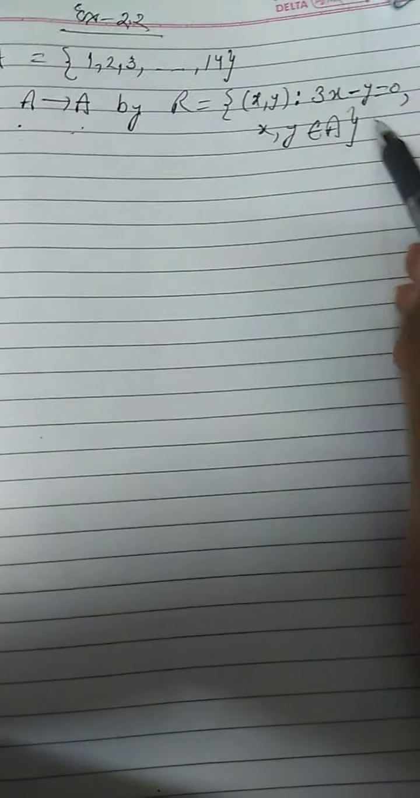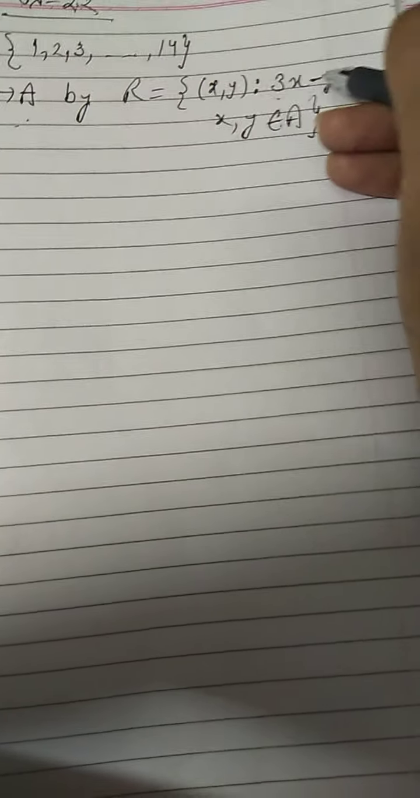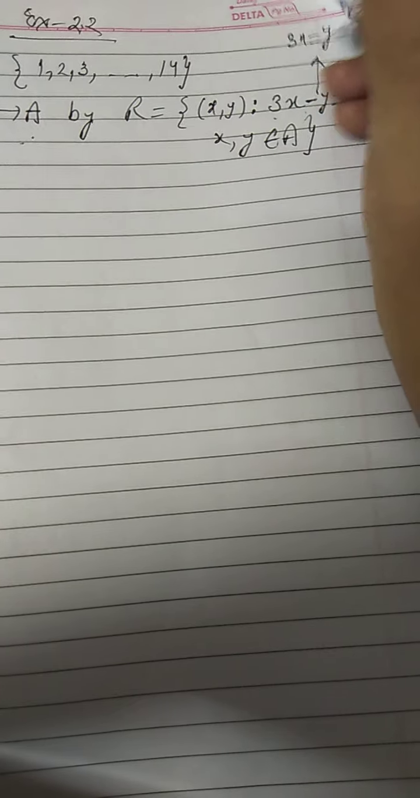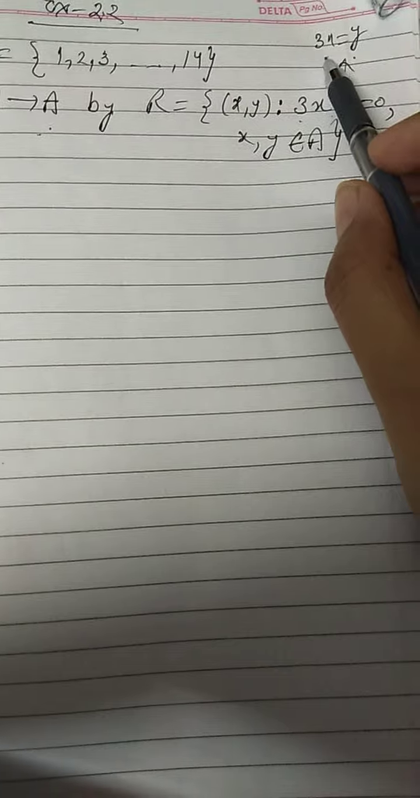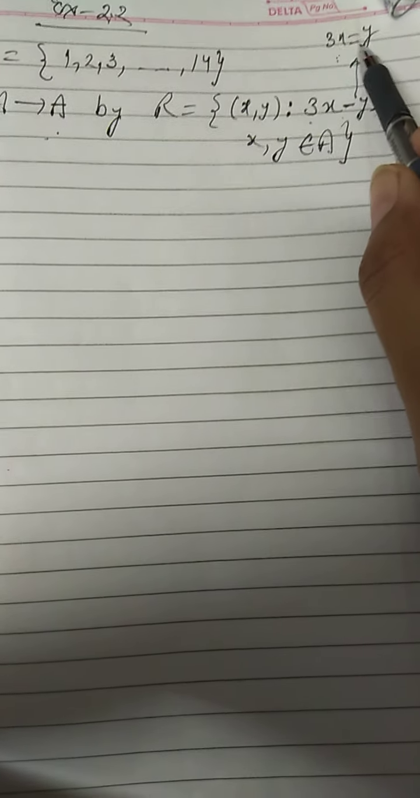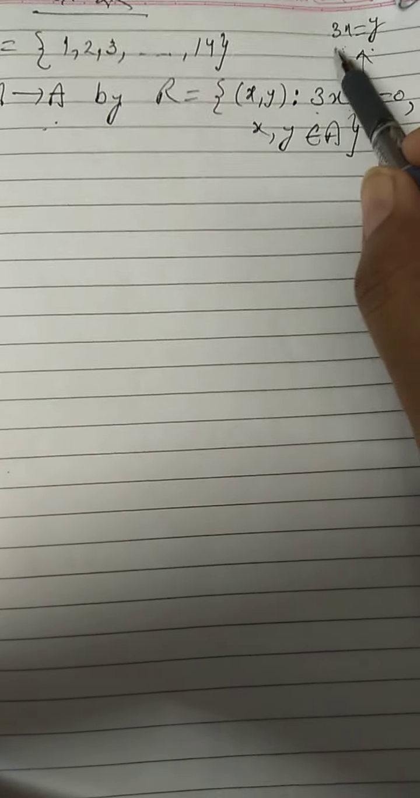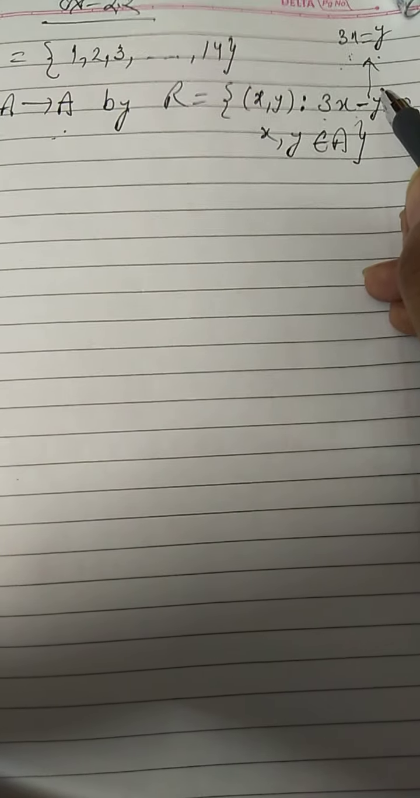So we have to make the connection between these two sets. What is the criteria? 3x minus y equals 0. When I look at this criteria, actually it is 3x equals y. That means the second element is 3 times the first element. As we discussed in the example, the second element was twice the first element, but here the second element is 3 times the first element, and this is how we will write down all the ordered pairs. They are asking you to write down the domain, codomain and range.